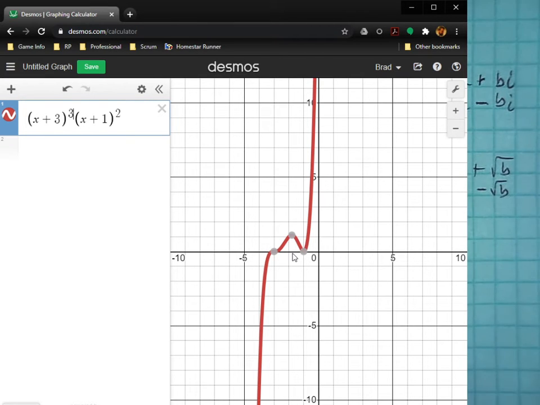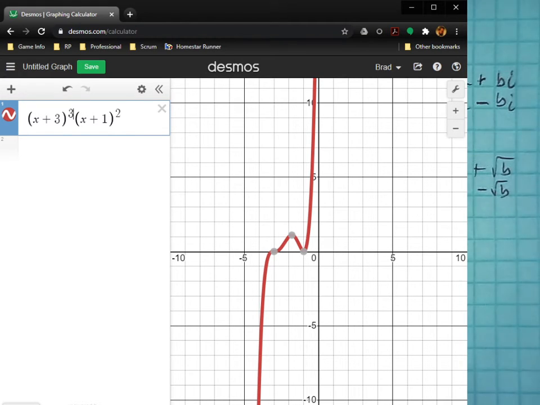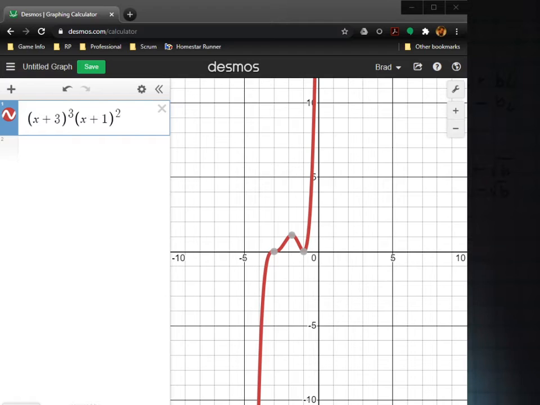So zeros with even multiplicity will bounce off the axis. Zeros with odd multiplicity will cross the axis. So that's going to give you information. If you're looking at a graph, you can predict the multiplicity of a given 0. If you know the multiplicity of a 0, you can predict the behavior of the graph. It works both ways. And that's why it's a useful concept.